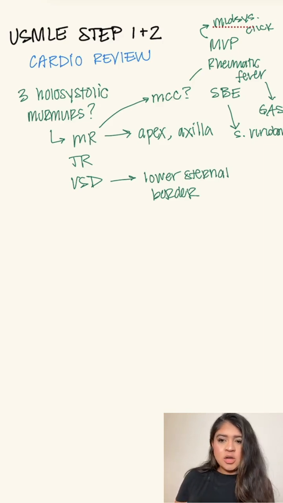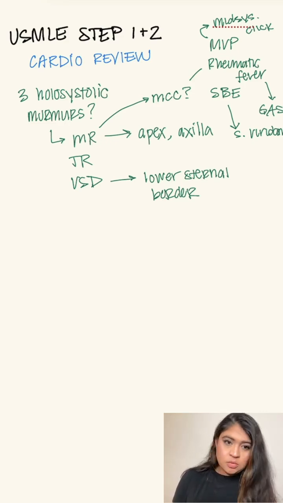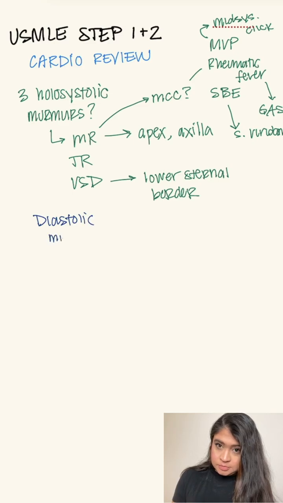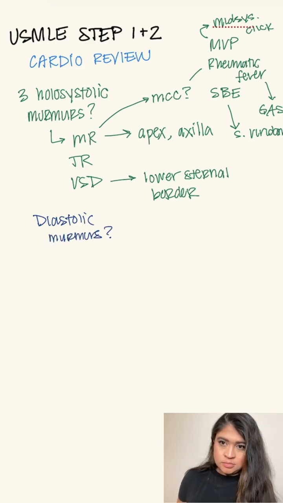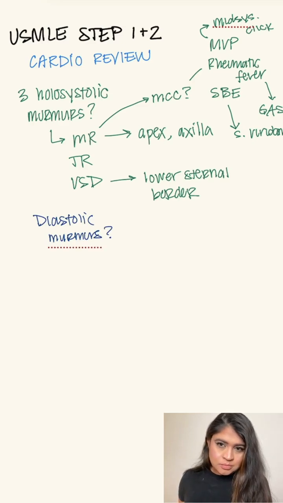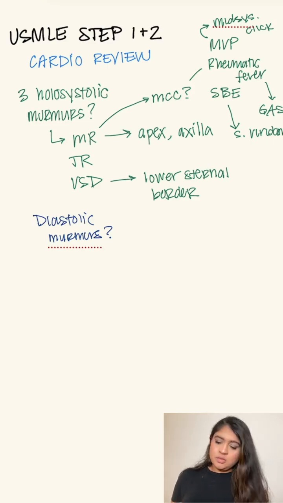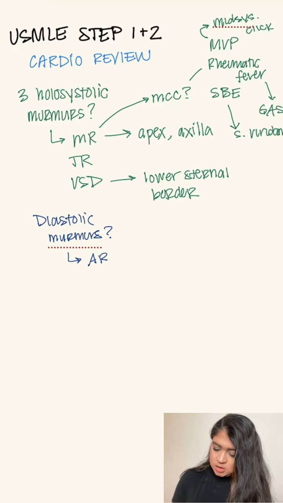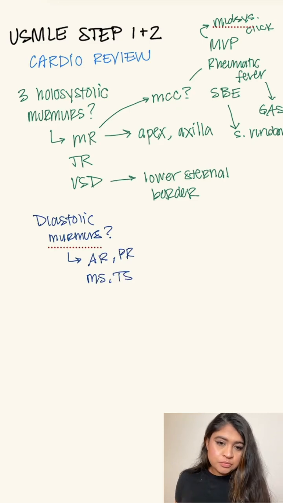Okay. Growing from there, let's talk about the diastolic murmurs. What are my diastolic murmurs? Okay, good. So those would be the aortic regurgitation or pulmonic regurgitation, and mitral stenosis and tricuspid stenosis. Good.